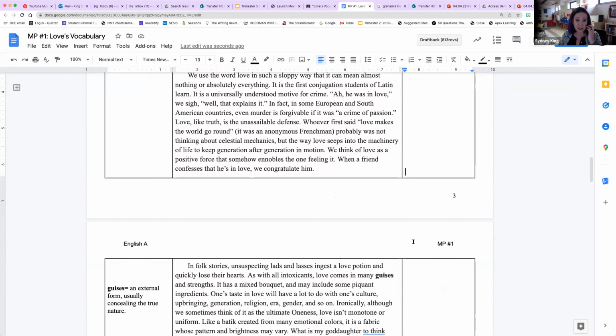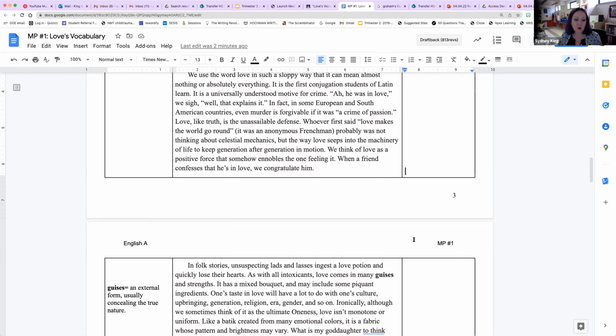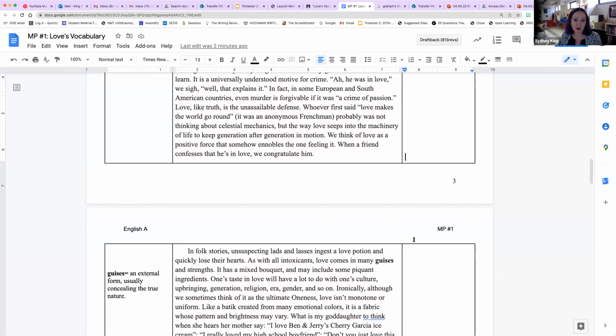Whoever first said, "Love makes the world go round," an anonymous Frenchman, probably was not thinking about celestial mechanics, but the way love seeps into the machinery of life to keep generation after generation in motion. We think of love as a positive force that somehow ennobles the one feeling it. When a friend confesses that he's in love, we congratulate him.